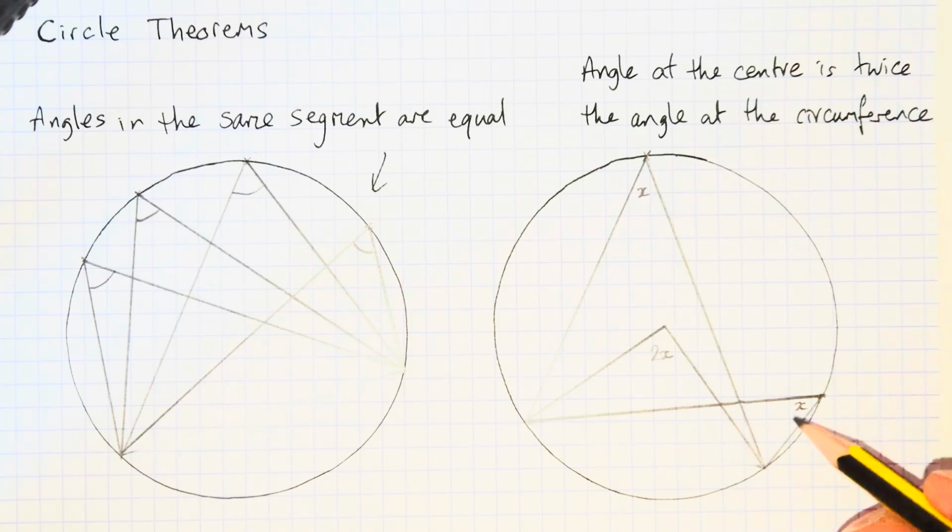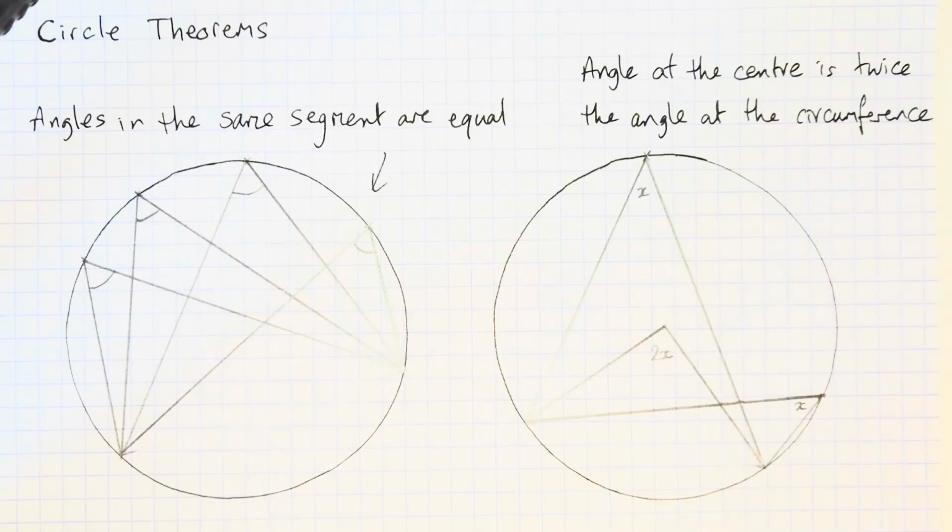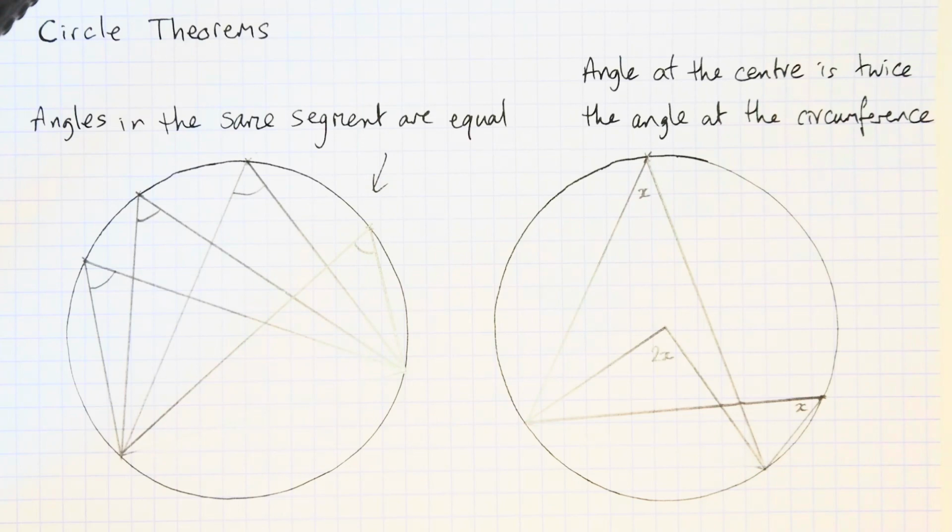But if one is at the circumference and one is at the center, then you've got this double half thing going on, even if it flops over and overlaps like that. There is one more special thing I wanted to show you about angle at center.